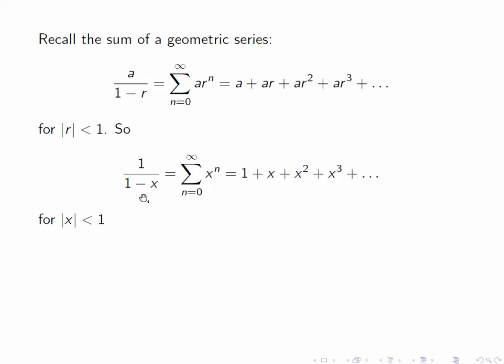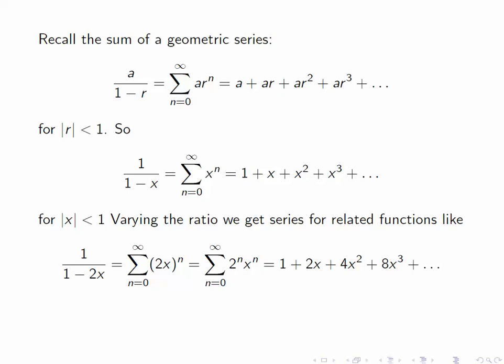So this gives us a formula for 1 over 1 minus X as a power series, but only for limited values of X. For instance, when X is equal to 2, the left-hand side has a well-defined value of minus 1, but the right-hand side, of course, is just the sum of the powers of 2, which obviously goes to infinity. So the formula doesn't make any sense outside of this range of values of X.